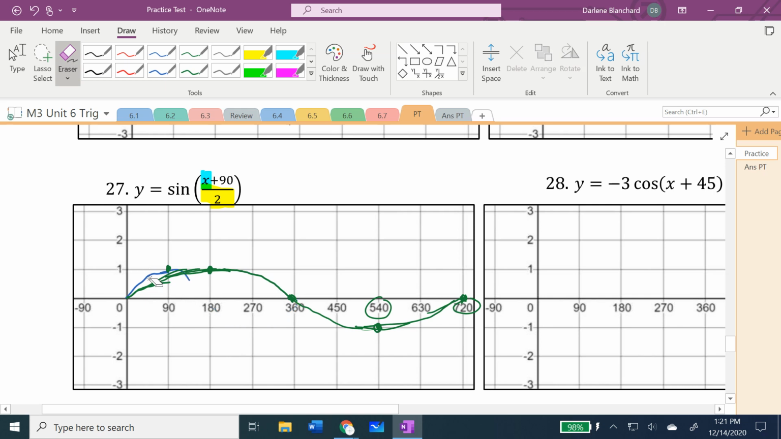And I'm getting rid of the parent graph. Okay. Now, actually, I should probably fix that. Okay, that's just dealing with divided by 2.